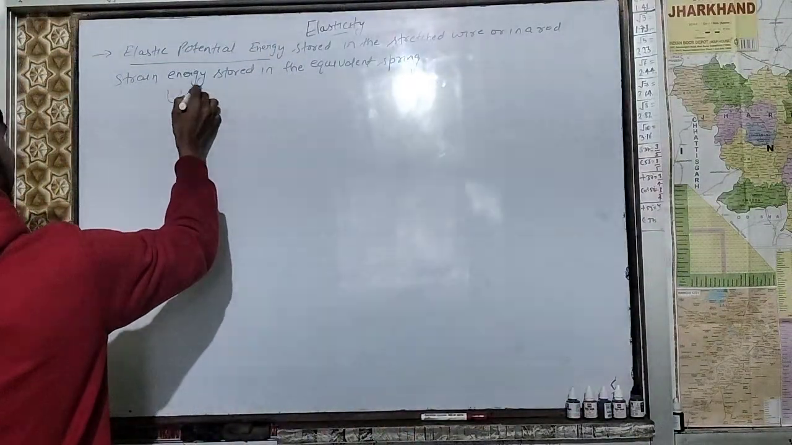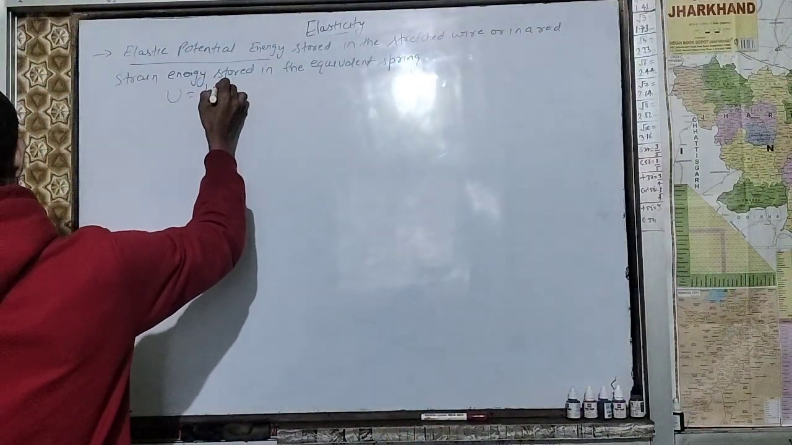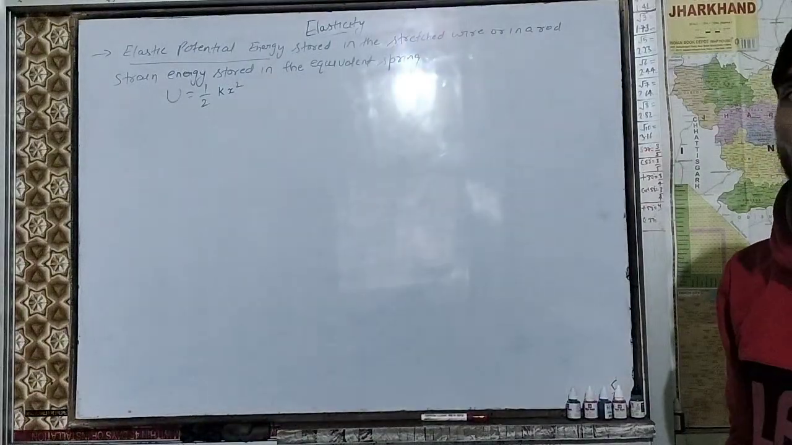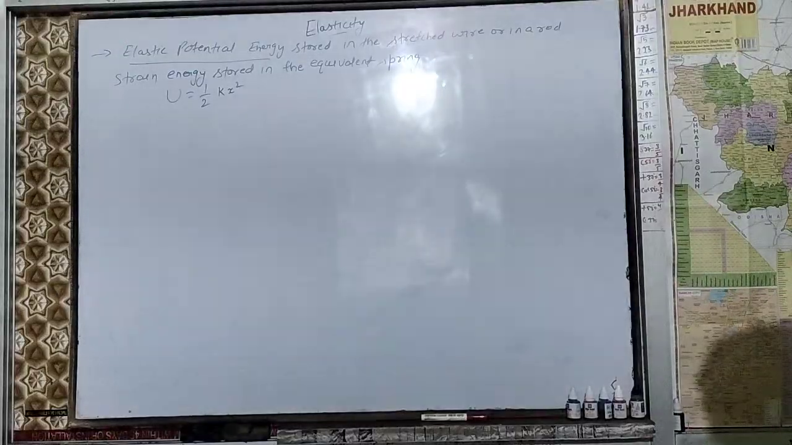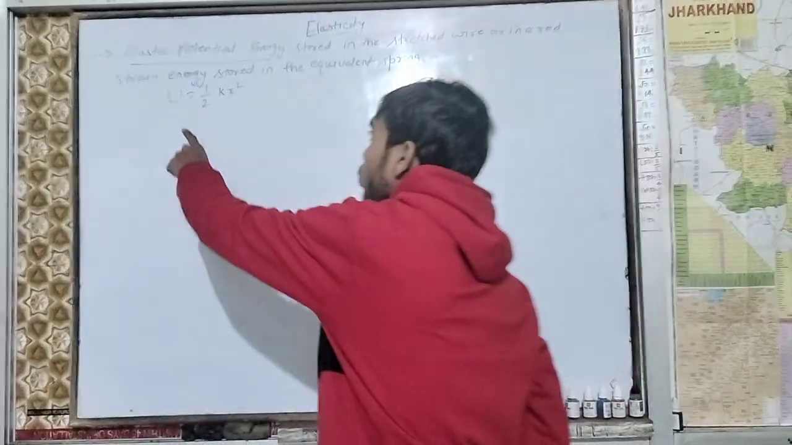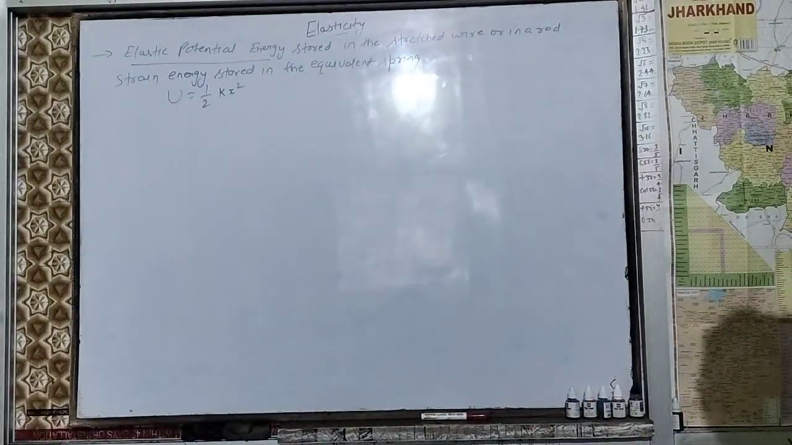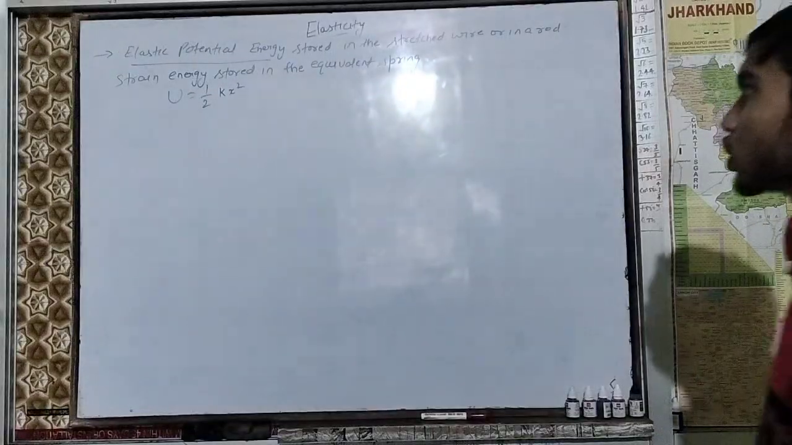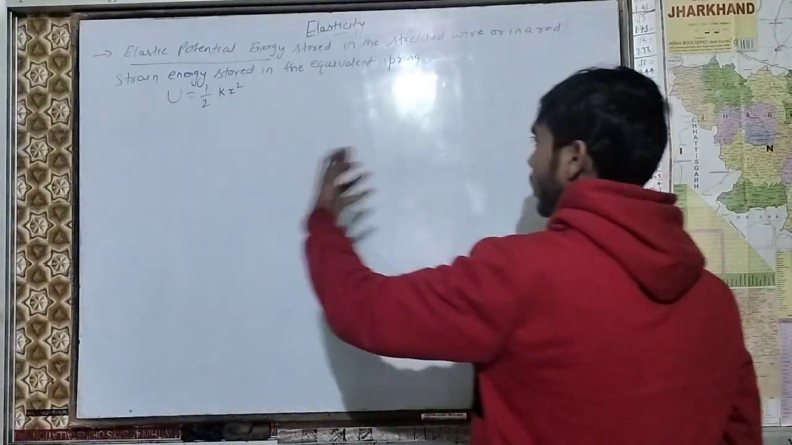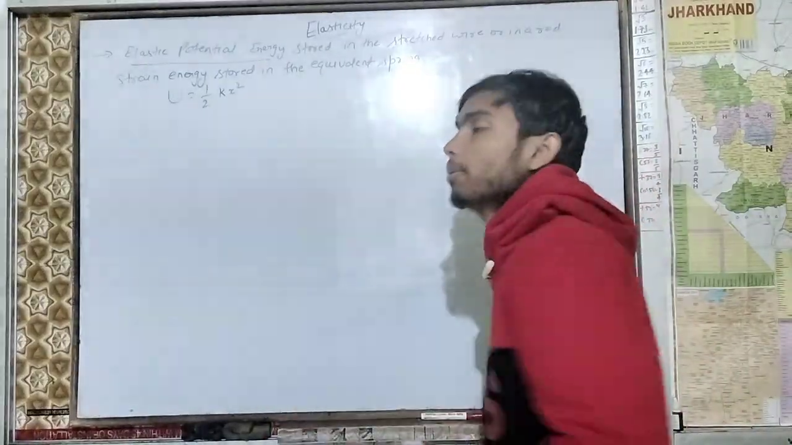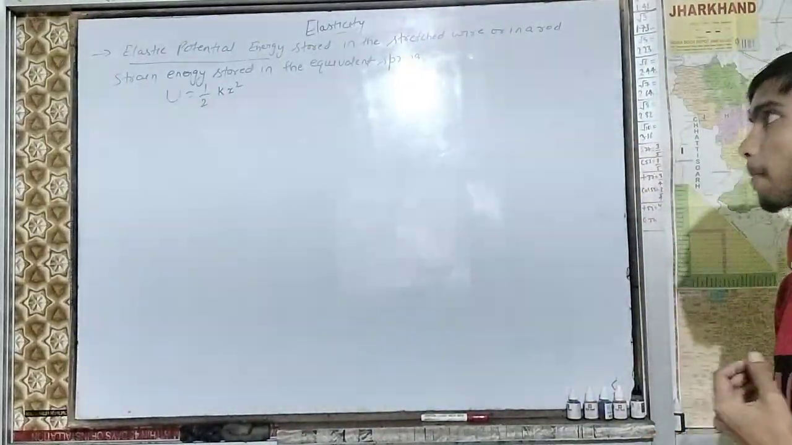U is equal to, finally, 1 upon 2 kx square. Remember, F is equal to minus kx is the formula of a spring, but over here this U is representing potential energy, which is equal to half kx square. This thing we have to bring logically.